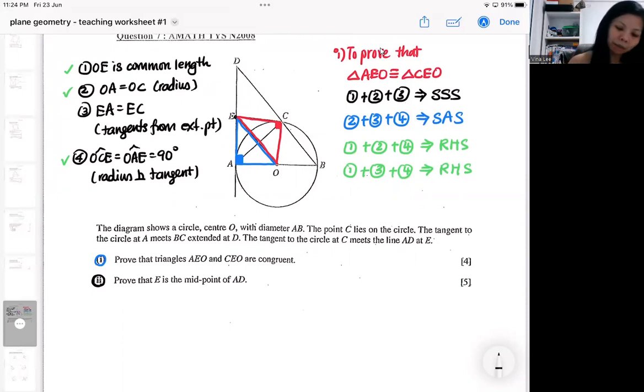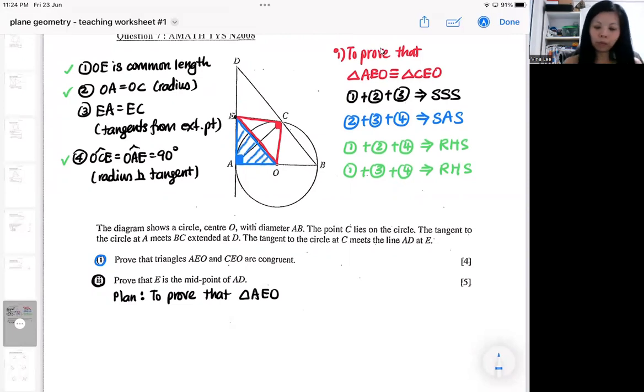Okay, so my plan will be to do this. My plan will be to prove that triangle AEO, which is this blue color, is similar to this big one. So my plan is to prove that the small right angle triangle, the small blue one, is similar to the bigger blue one. So that is my plan.